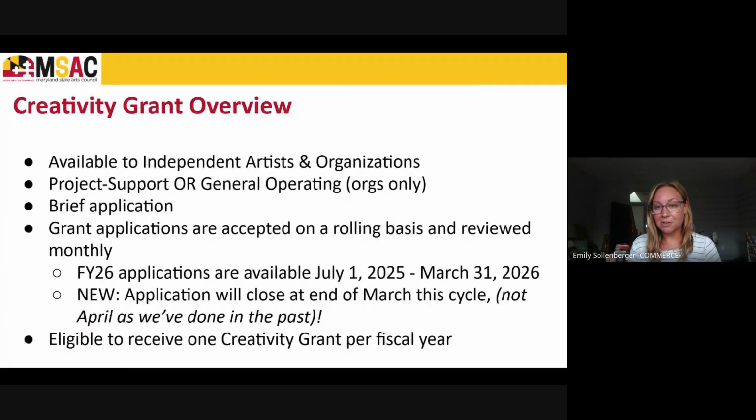This is slightly different for those of you who have applied to the Creativity Grant in the past. Last year, it was open through the end of April. So this year, it is a slight shift in the entire timeline where it's open from July through the end of March. And just a note, we'll repeat some of these things throughout today's presentation, but you're eligible to receive 1 Creativity Grant per fiscal year. So that is one type, whether you select implementation or planning or general operating, you can only receive 1 Creativity Grant per fiscal year.